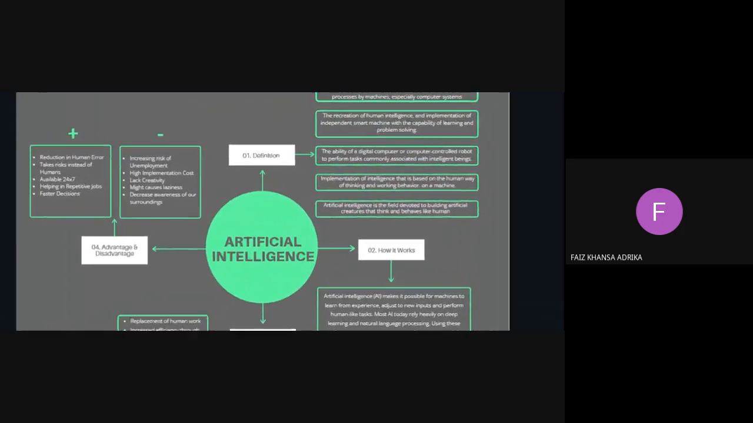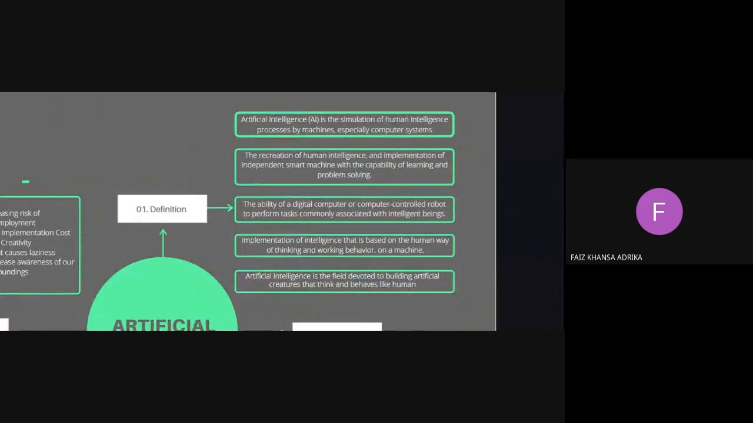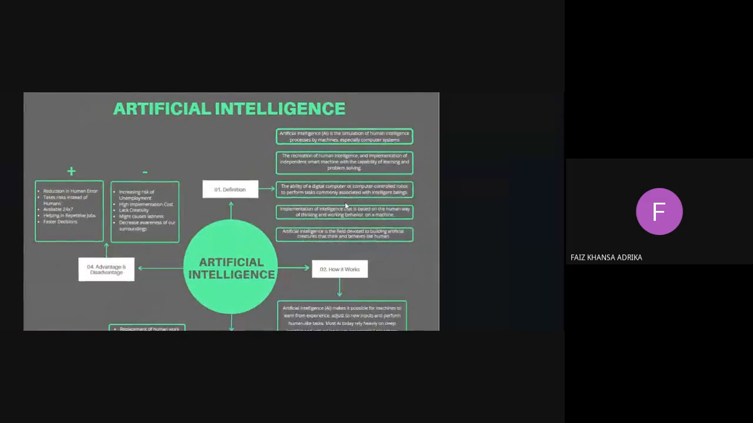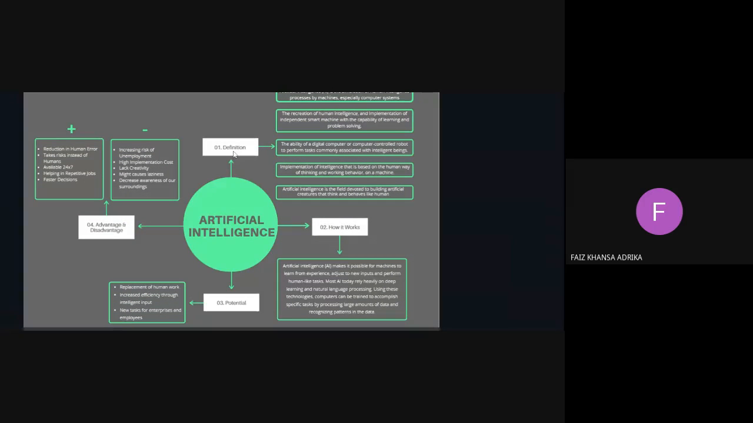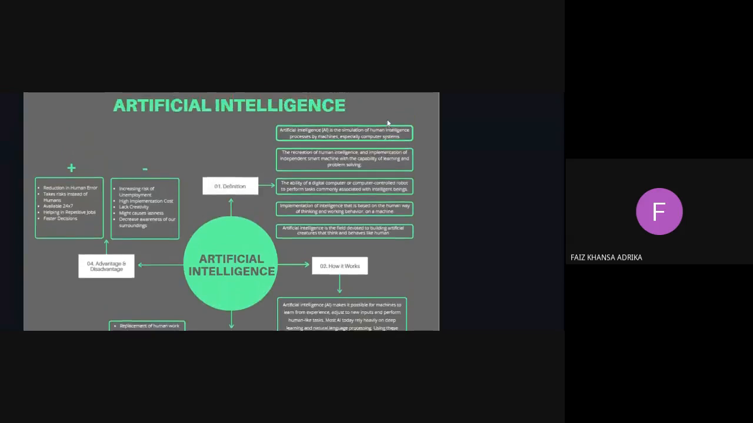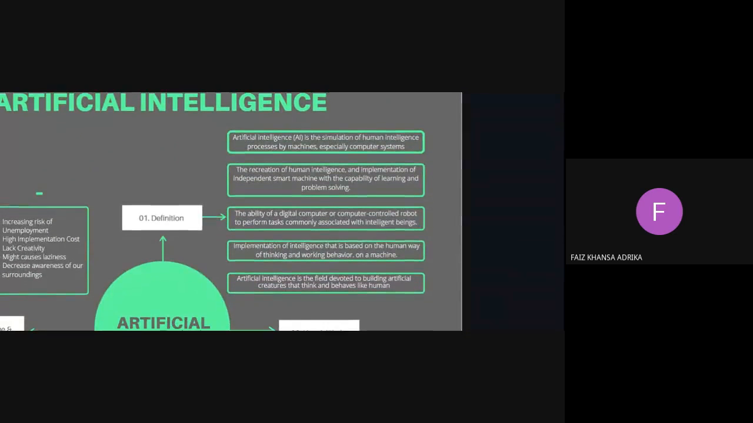Can anyone explain this? We divided our topics into four. The first one is definition. The second one is how it works. The third one is the potential of artificial intelligence, and we also mention the advantages and the disadvantages. So let's jump into the definition first.